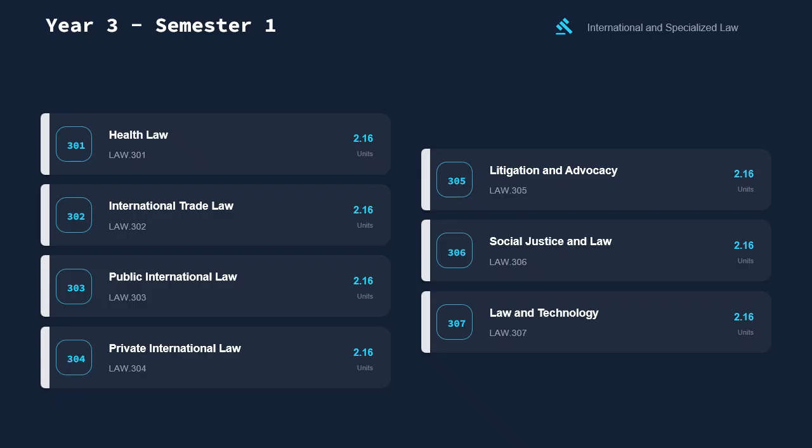Legal change often follows social movements. The labor movement achieved workplace protections. The feminist movement advanced gender equality. Civil rights movements dismantled segregation.